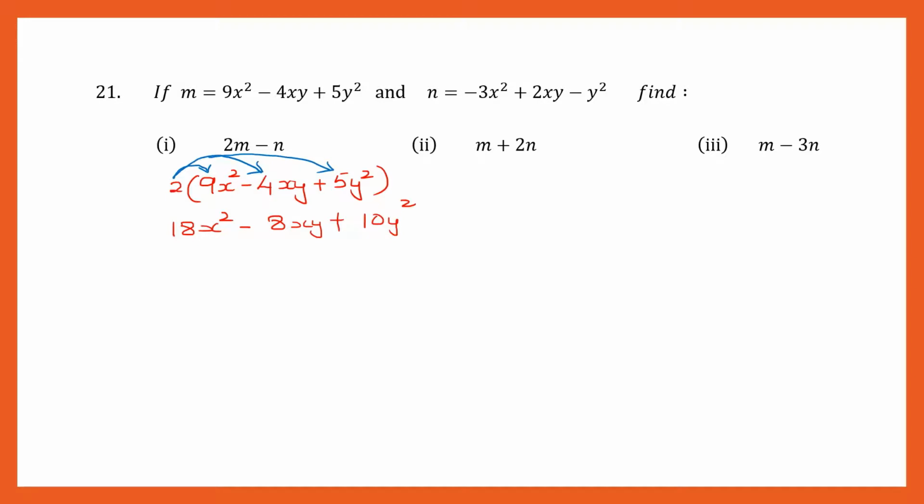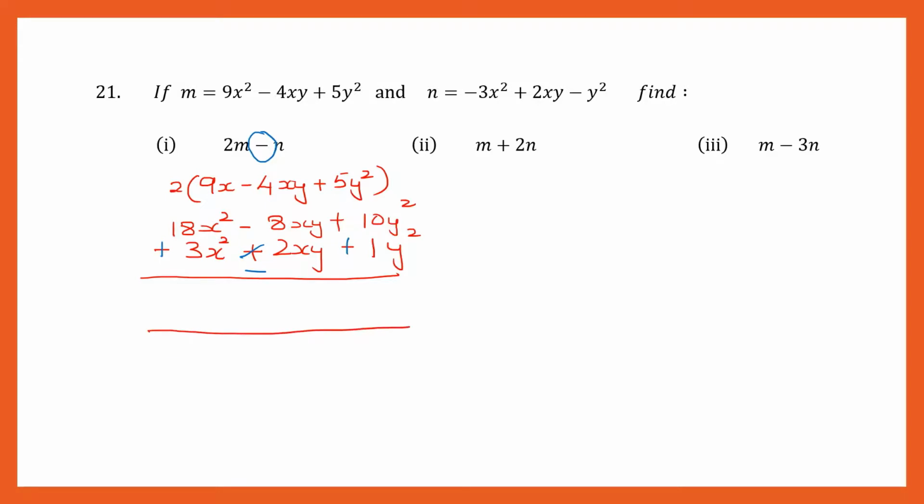Let's write n: minus 3x square plus 2xy minus y square. Now since this is subtraction, can you see it? It's written as subtraction here, 2m minus n. Subtraction. I'm going to change the signs of the second row: plus, minus, plus. So now let's work this out and see.